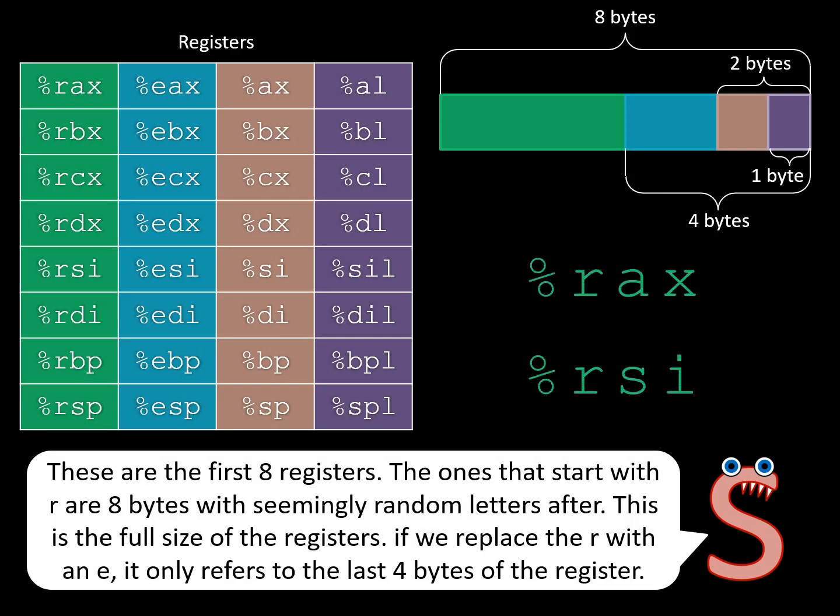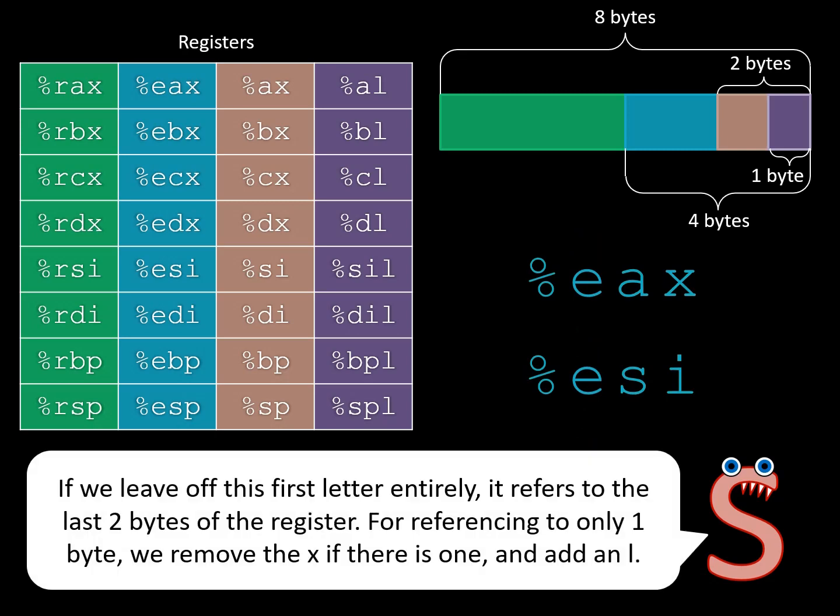These are the first 8 registers. The ones that start with R are 8 bytes, with seemingly random letters after. This is the full size of the registers. If we replace the R with an E, it only refers to the last 4 bytes of the register. If we leave off this first letter entirely, it refers only to the last 2 bytes of the register. For referencing only 1 byte, we remove the X, if there is one, and add a lowercase l.